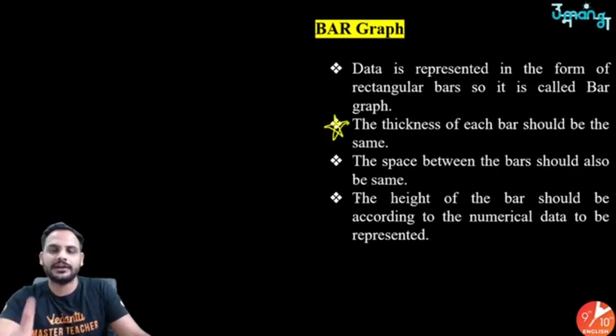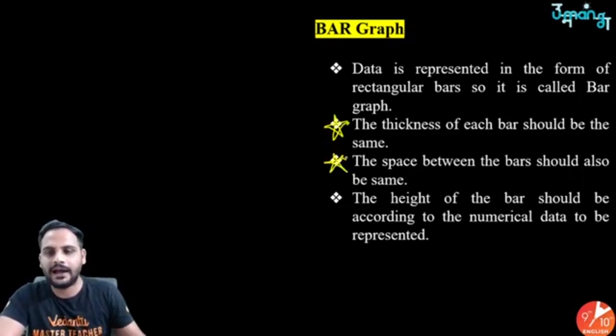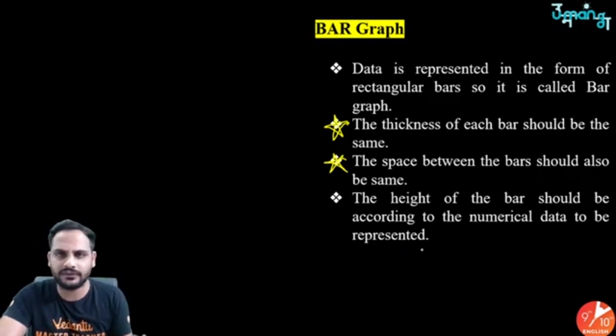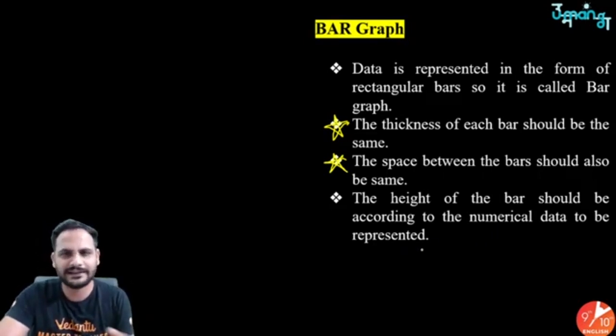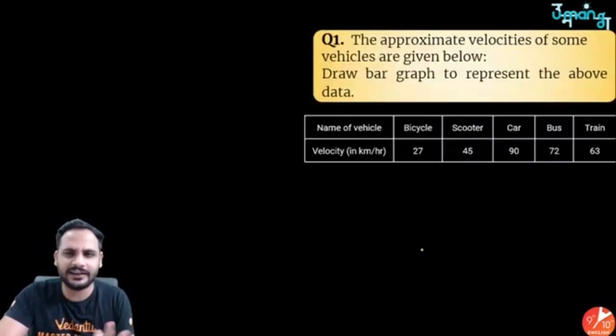Very important. Thickness of all the bars should be same. Space between them should be same. Height of the bar should be according to the numerical data represented, or the frequency, right? I have told you, beta, it is a very easy topic, right?